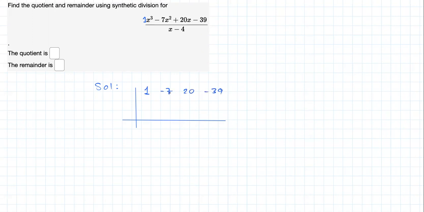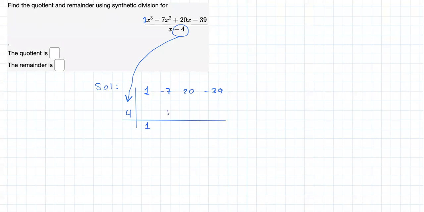At this corner, we're going to write the opposite of the number that we see here. We see here negative 4, so we write its opposite, 4. We start by bringing down the first number that you see here, number 1.